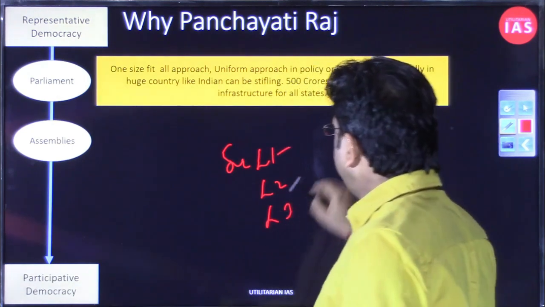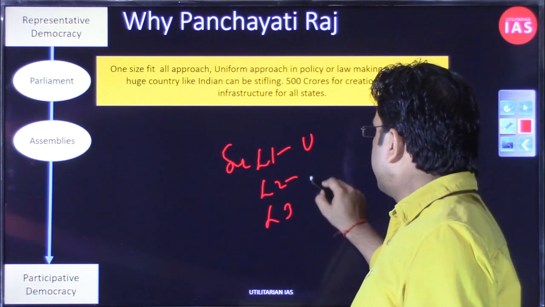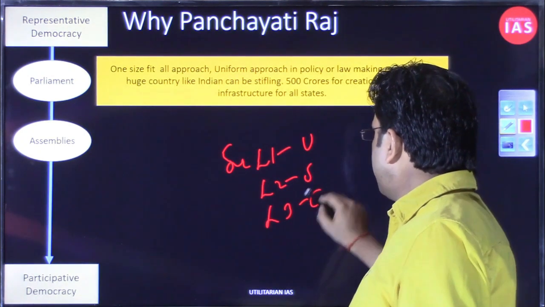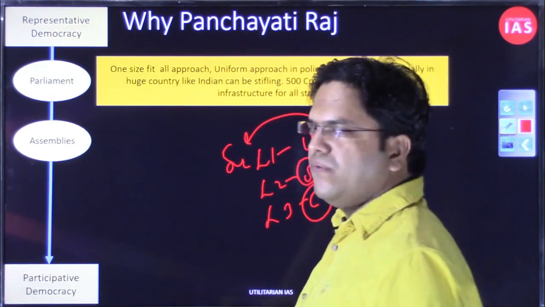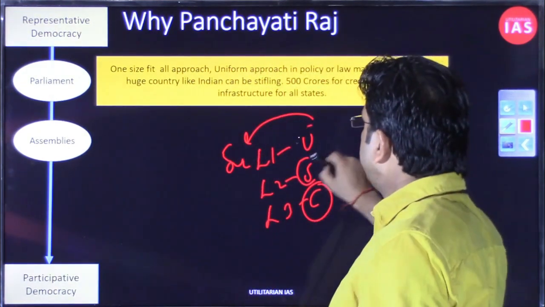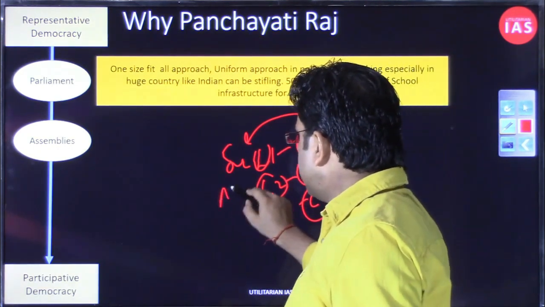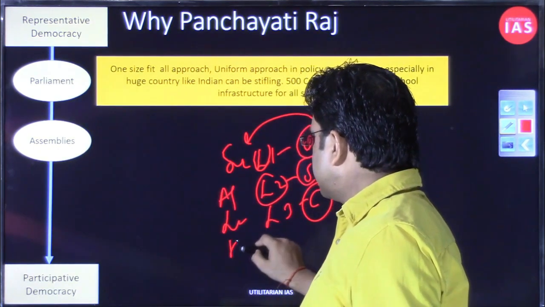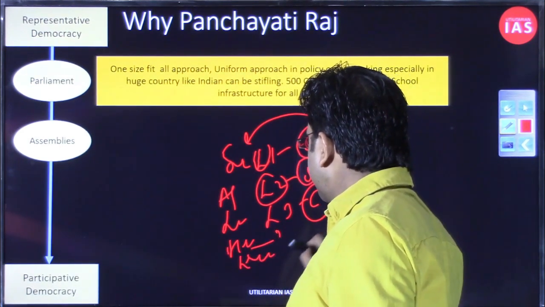So in List 1 you have subjects that will be dealt with by the Union, List 2 by the State, and in List 3 you have the Concurrent List. Whatever subjects are needed to bring uniformity across the nation have been put into List 1. Then state-specific subjects, like agriculture, law and order, health, or education, right? These are in the Concurrent List, right?